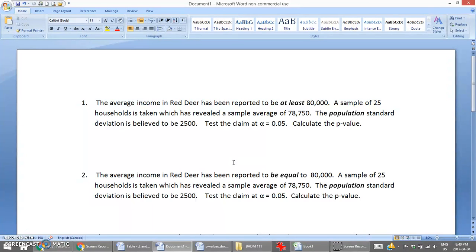So what we're going to do with the first question is test the claim using both approaches. We're going to test the claim using the approach using the z-values, and then the approach using p-values. So we know that we're going to use a z-value in question 1 because we are given the population standard deviation. And this is a question dealing with the average. We have sample average, we have the population average, and we have the population standard deviation. So let's go to the whiteboard and list out what we know.